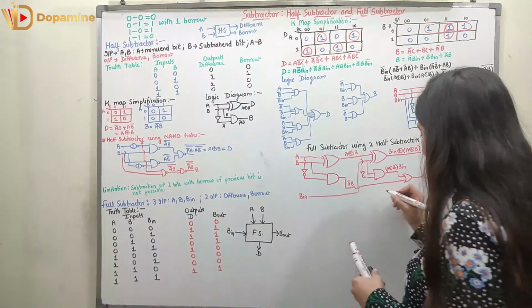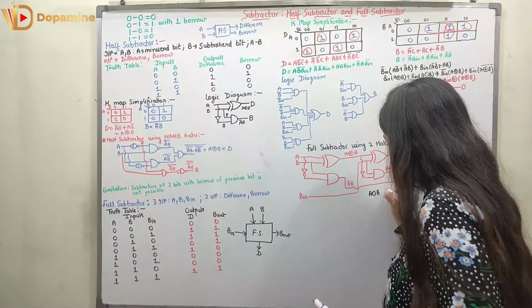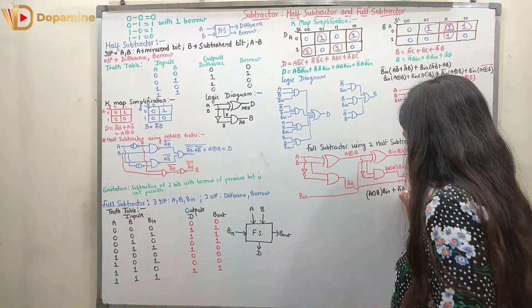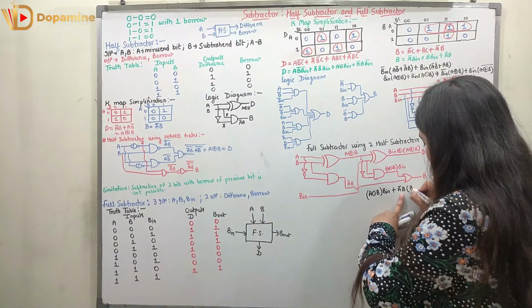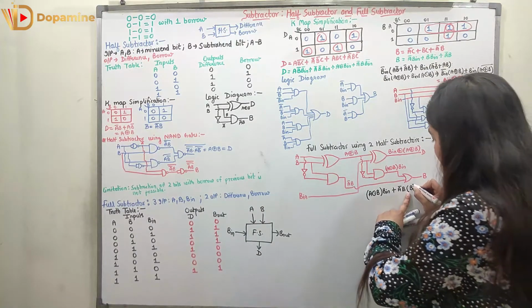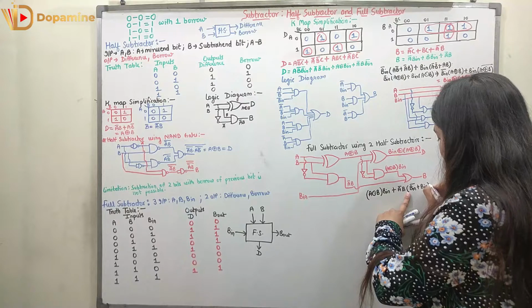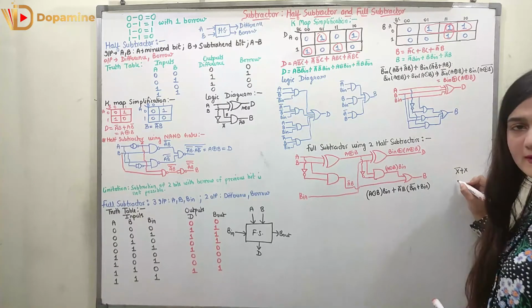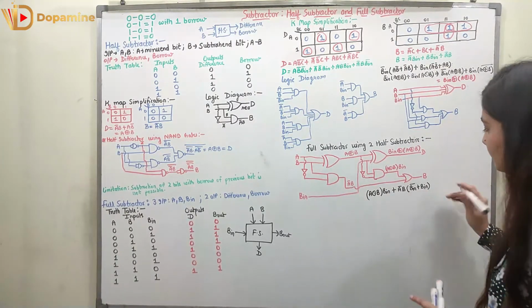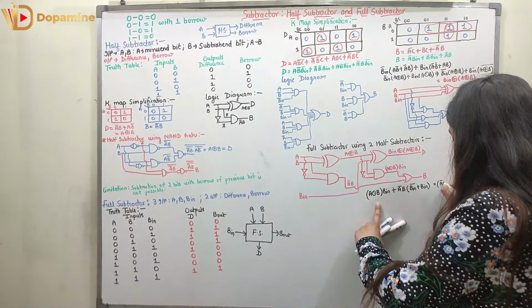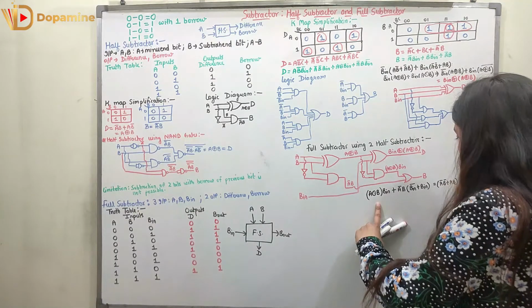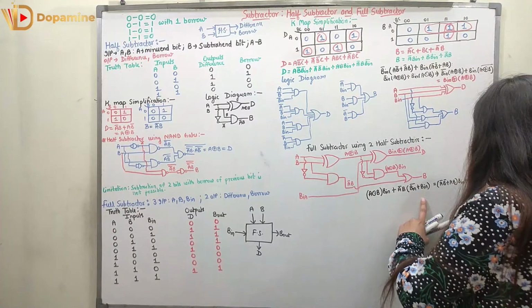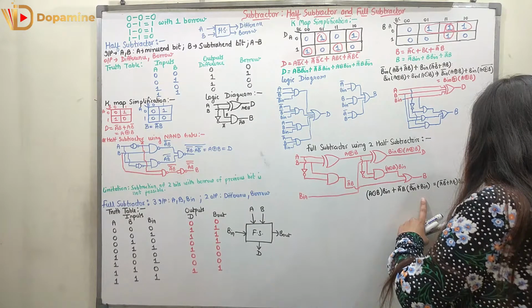So let's understand this. We have A XNOR B, which is multiplied with B in, now added with A bar B. This A bar B can be represented as A bar B multiplied with 1, and this 1 is B in bar plus B in, right? One can be represented as some variable X bar plus X. It will always be 1. So B in bar plus B in will be 1. So A XNOR B is A bar B bar plus AB, multiplied with B in, plus A bar B multiplied with B in bar plus B in.